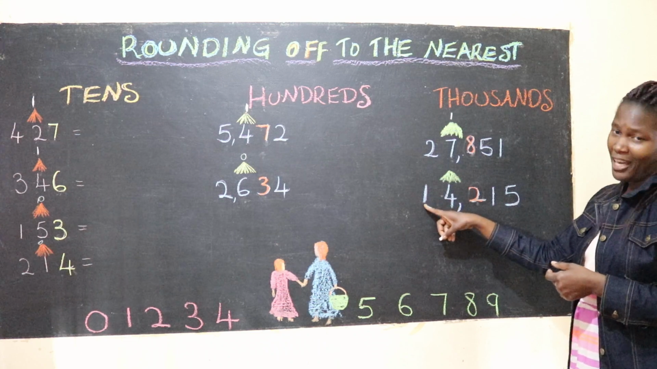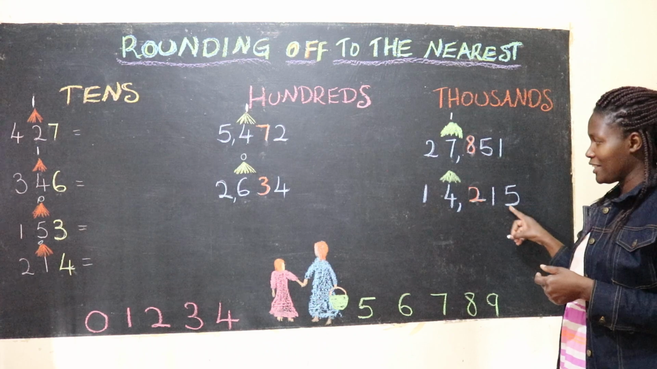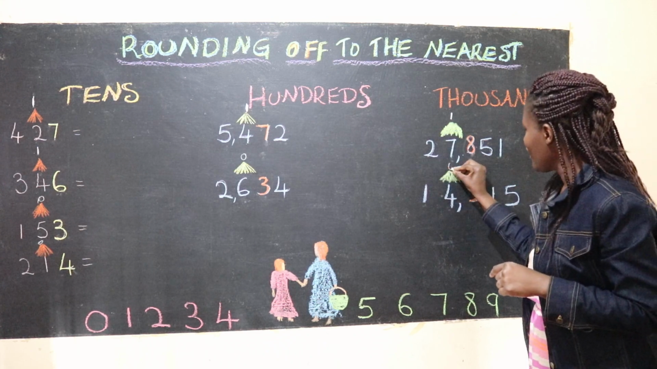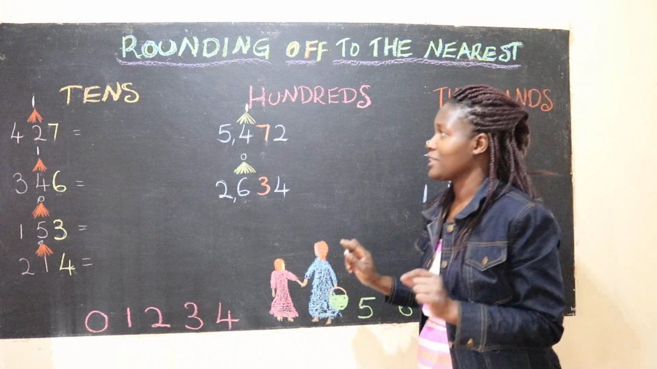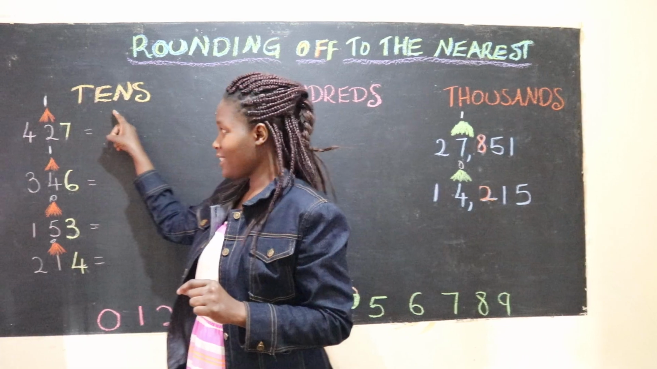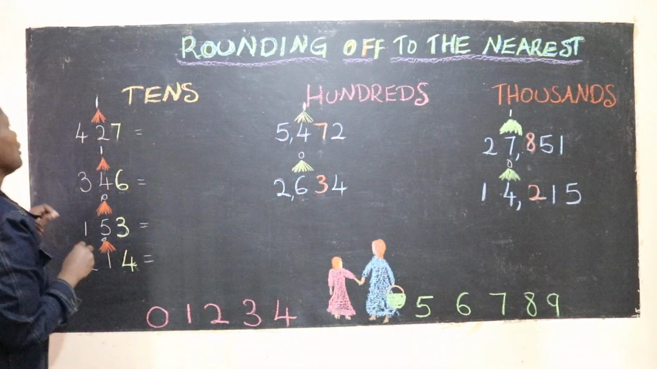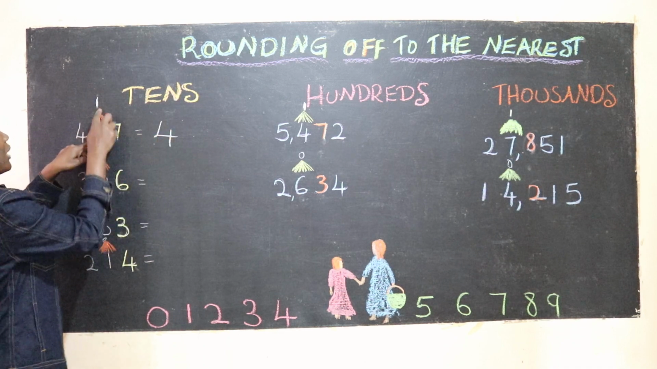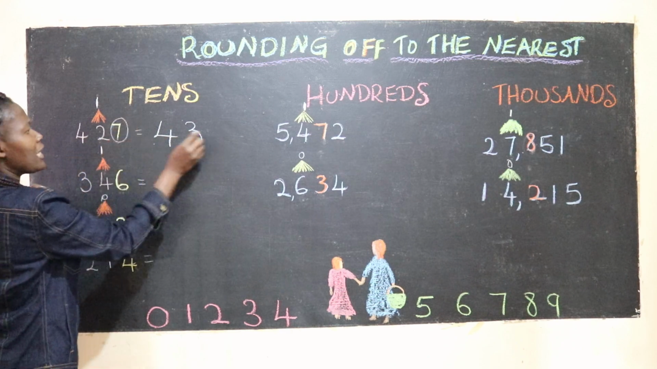And we have another one, 14,215. Is 2 a parent number? No. So, let's see the new number they're going to create. Rounding off to the nearest tens, we're going to have 4 there. 2 plus 1 will be 3. And this one will no longer exist.